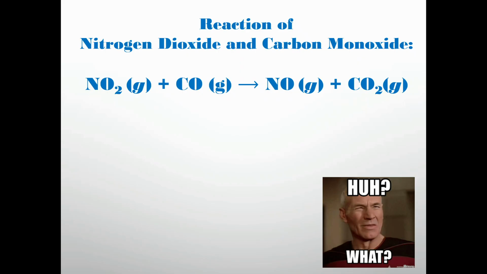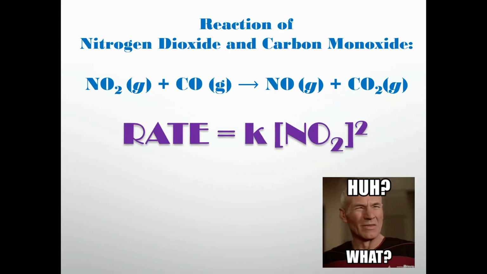So let's look at this reaction. Nitrogen dioxide and carbon monoxide make nitrogen monoxide and carbon dioxide. And the rate is k[NO2] squared. There aren't even two NO2s in the stoichiometry. So what the heck does this mean? Well, what it means is that my first step is actually two NO2s banging together. I don't know exactly what my mechanism is, but I can make a guess.